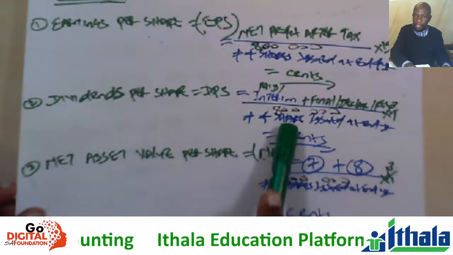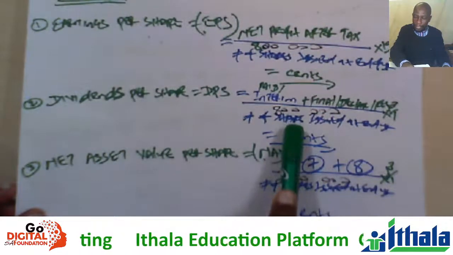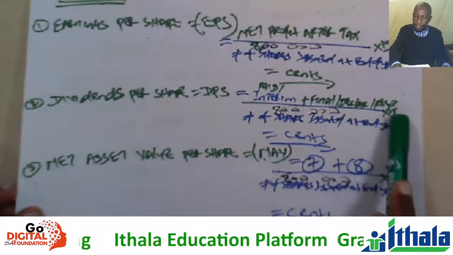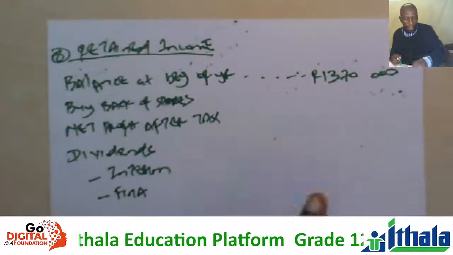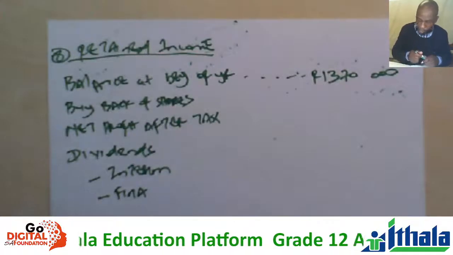Divide by number of shares. The number of shares le okubani 800 simthole from note number 7. You times by 100, you get your answer in cents. Right? This is what we are calculating now. So easy.